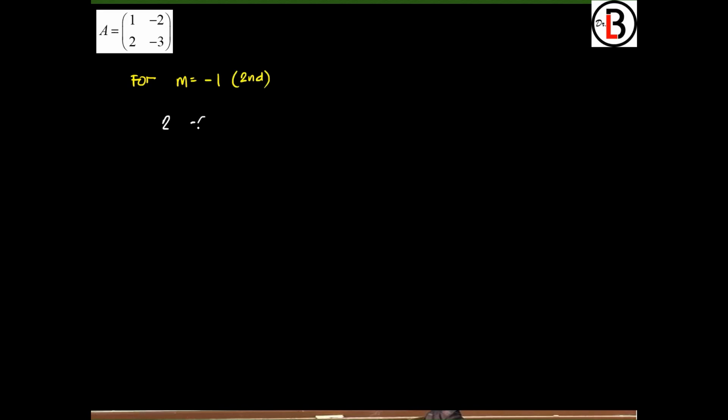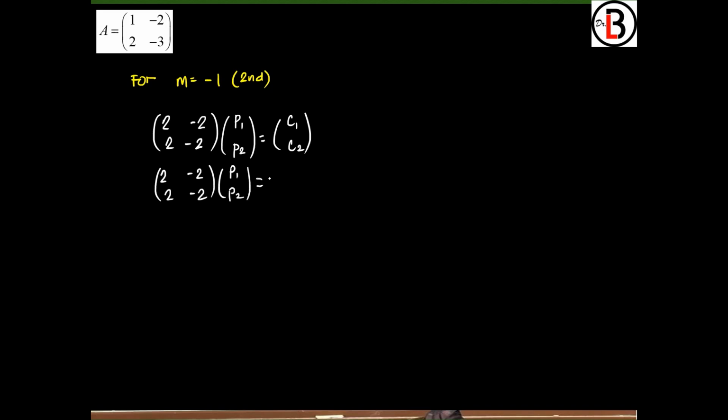2, -2, 2, -2, and then let's just say P1, P2. Instead of 0, 0, isn't it that this one should be C1, C2? Am I correct? Kasi it appeared already eh. So 2, -2, 2, -2, P1, P2. What's C1, C2? The resulting C1, C2 earlier is 1, 1, right? So here, the distinct one that you'll get is 2P1 minus 2P2 is equal to 1.